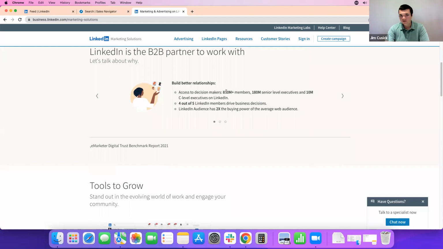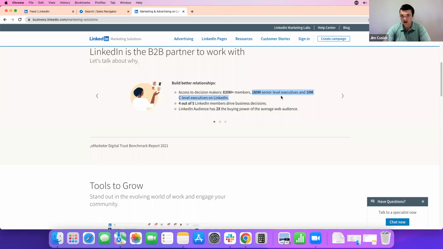Here we go. 830 million members. That's worldwide. Obviously, there's some fake profiles in there. There's profiles that are duplicates, things like that. But let's just call it 750 million strong members. Senior level executives, C-level executives. There's a lot of people who have their side hustle things in there. So I'd cut those numbers in half, but that's still a lot of people.